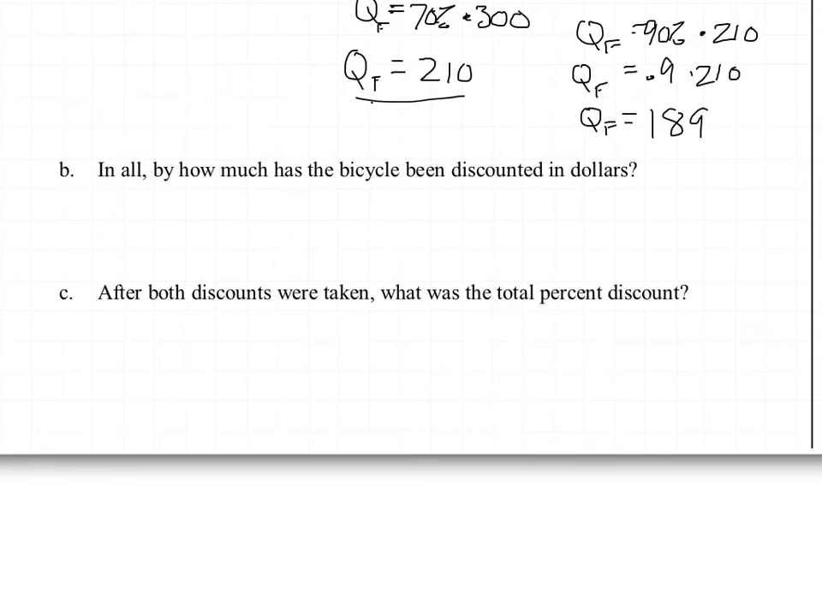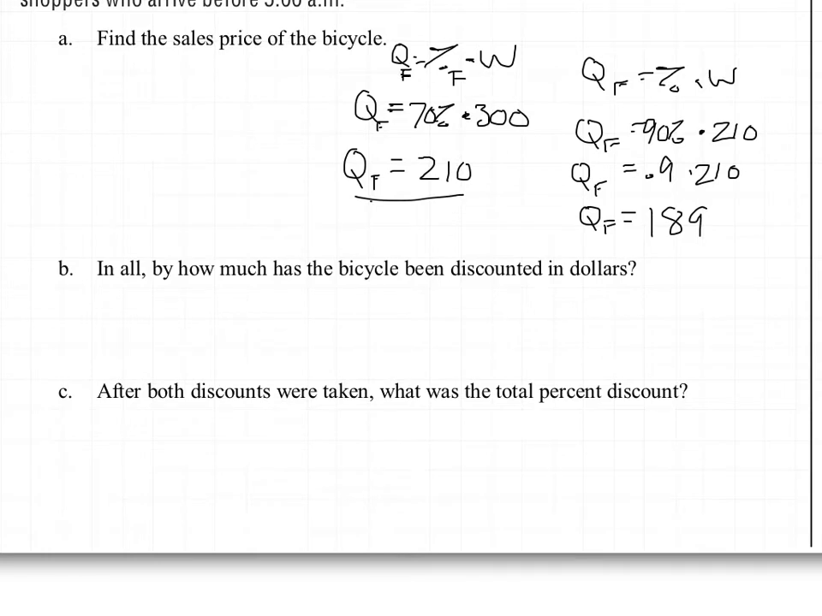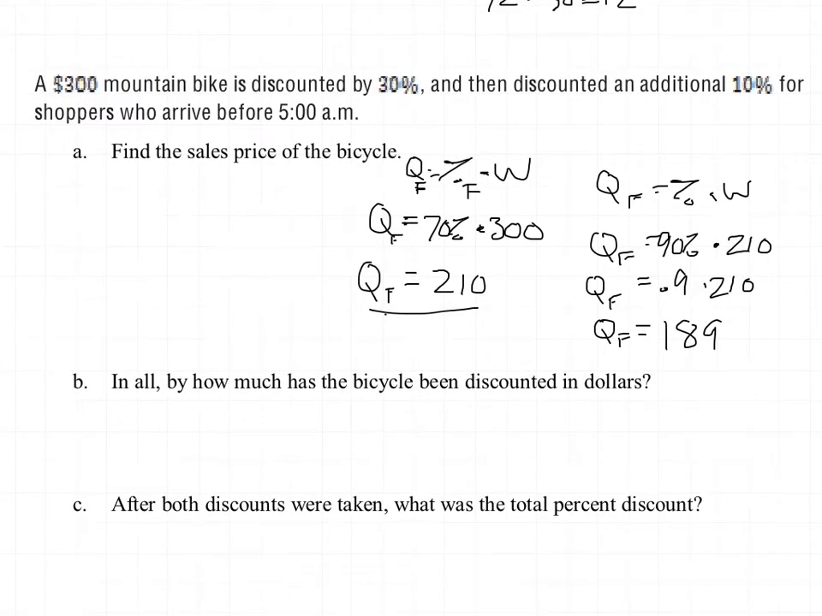All right, in all, by how much has the bicycle been discounted in dollars? You should be able to figure that out with your partner. Look at the final price that we ended up paying after the second discount and the original price and figure out how much it's been discounted. So the price was $300 minus $189. It's going to tell me that the final price was discounted $111.